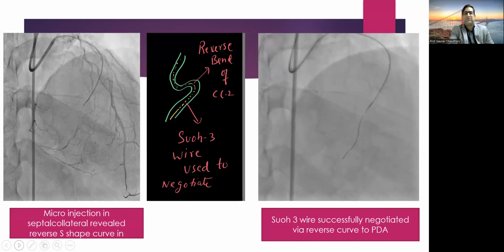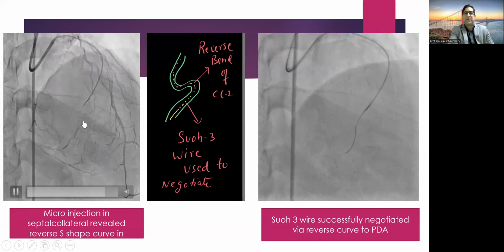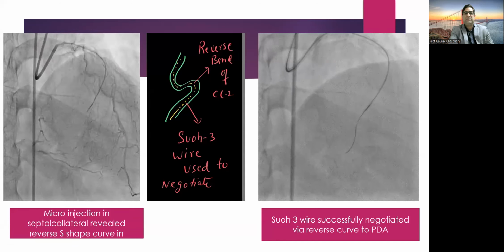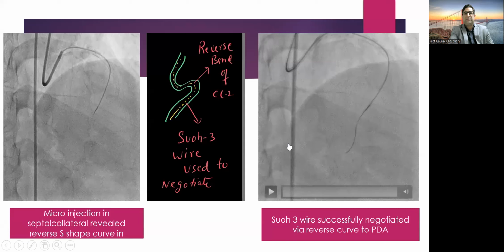But the problem was that the wire was still not going into the lumen, because we can see there is a reverse S-shaped bend. We can see from the microcatheter tip just distal to that, there is a reverse S-shaped curve. So this was the point where I thought that we should change the wire.